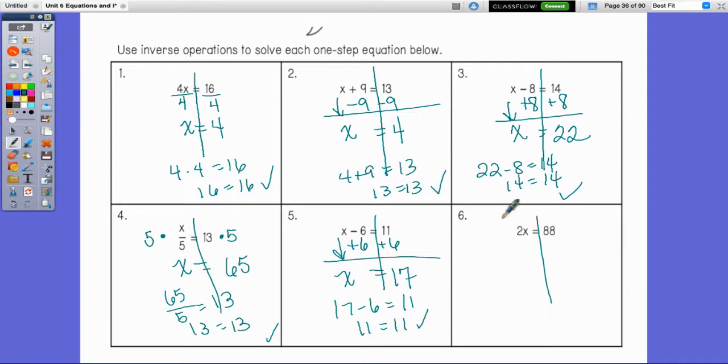Okay, draw your line. Opposite of multiplication. These guys are married. No happiness in math class. We're going to divorce them. We're left with x equals 44. 2 times 44 is 88. 88 equals 88. We are good to go.